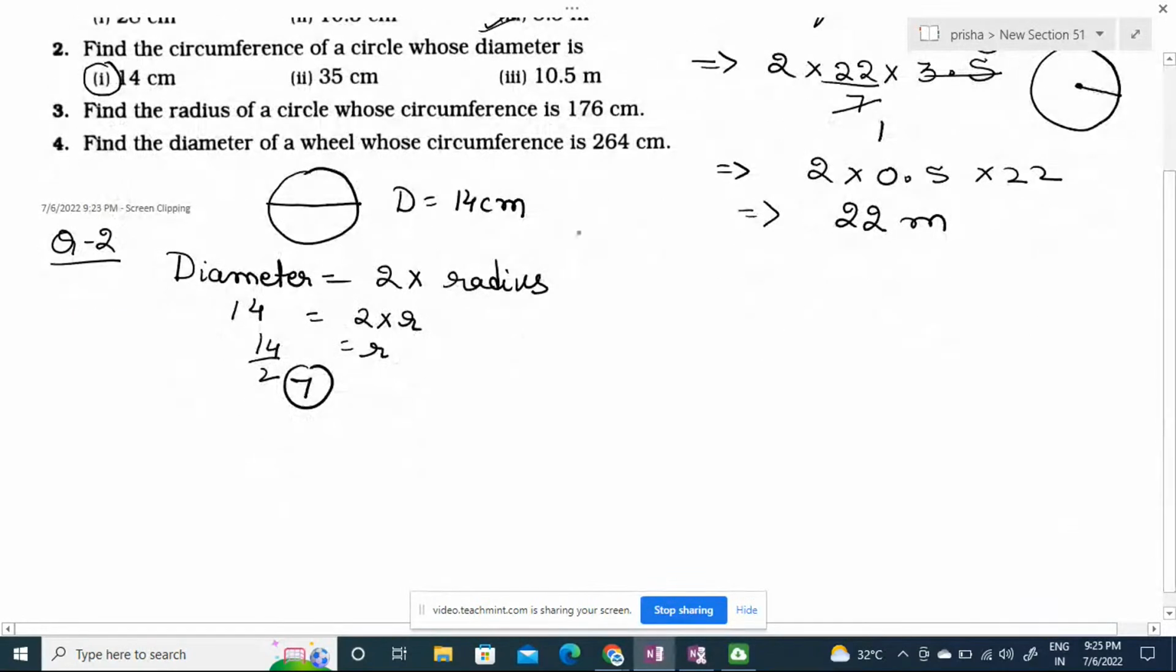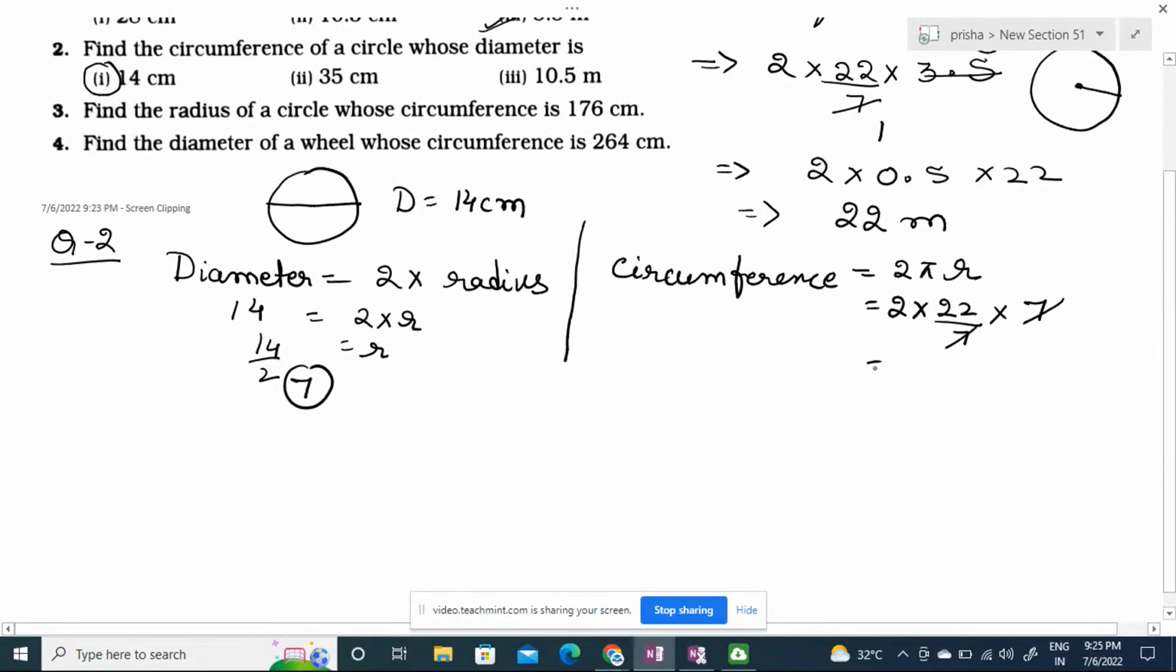In order to find the circumference, we again use the same formula, that is 2 pi r. That is 2 into 22 by 7, and in place of radius we put 7. The 7s get cancelled. The circumference becomes 2 into 22, that is 44. So be careful whether the diameter is given in our question or the radius is given. Because if the diameter is given, then we have to firstly find the radius.